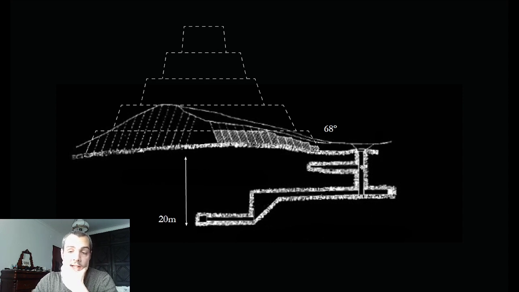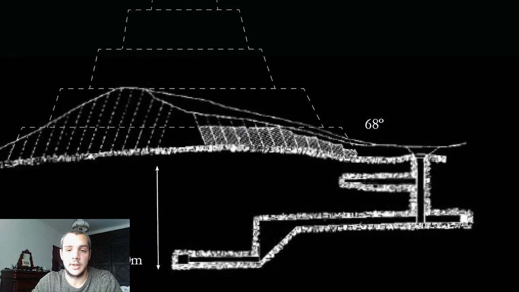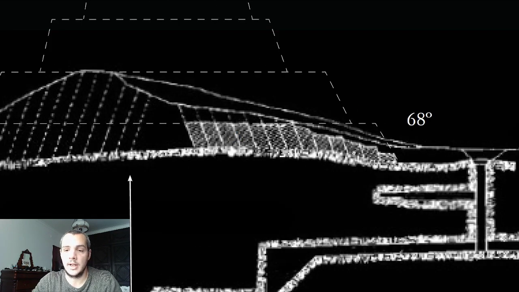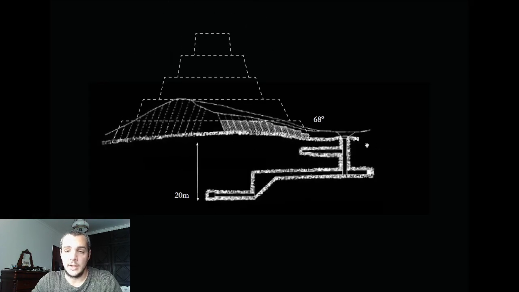Once you are down here, you could access all the storage rooms, which I'm going to show you very soon. And these are the layers that I was talking about: 1, 2, 3, 4, 5, like 15 of them. The whole pyramid is sitting on an uneven surface. It's not that they leveled it and then built. They just built on top of the bedrock there.